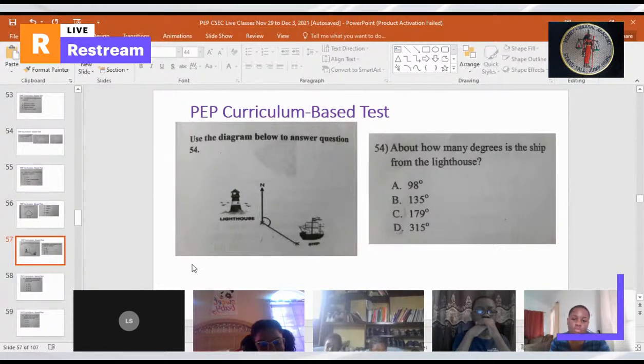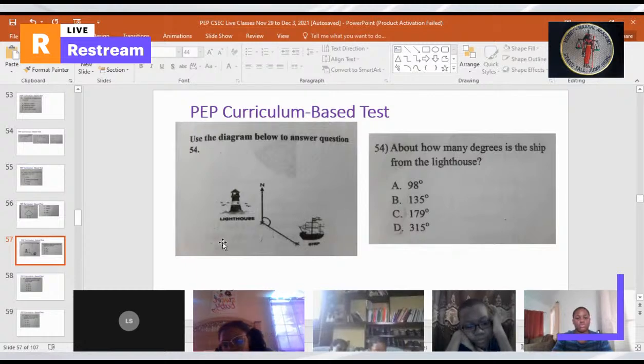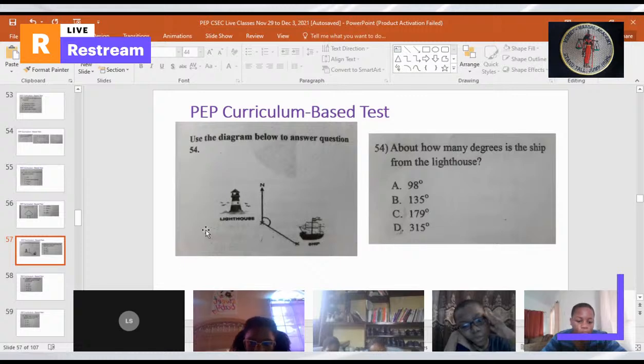Number 54. We have a lighthouse, the north line, and a ship. About how many degrees is the ship from the lighthouse? Look at the angle formed from north to the ship and estimate how many degrees that is. A right angle is 90 degrees, from north straight across to east. How many degrees do you think this is?